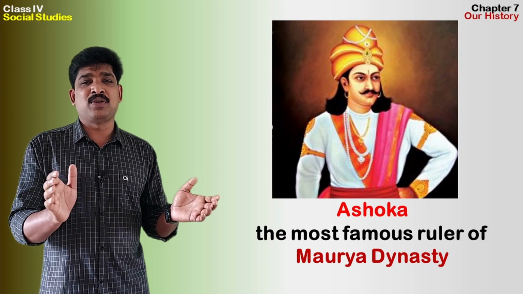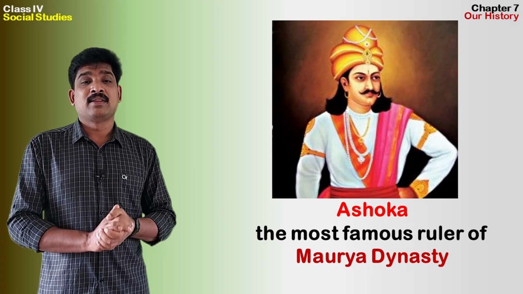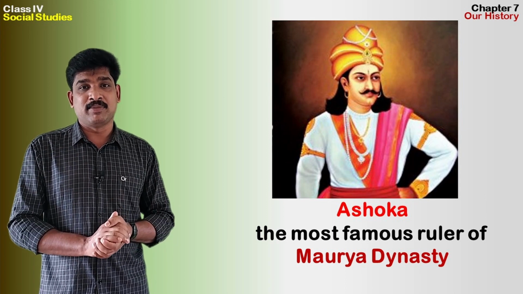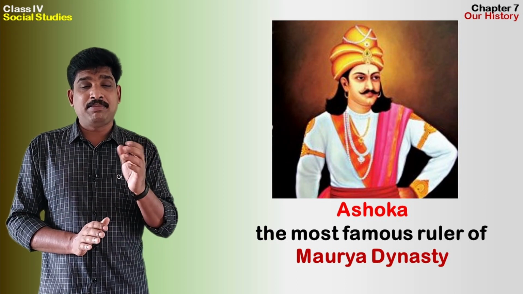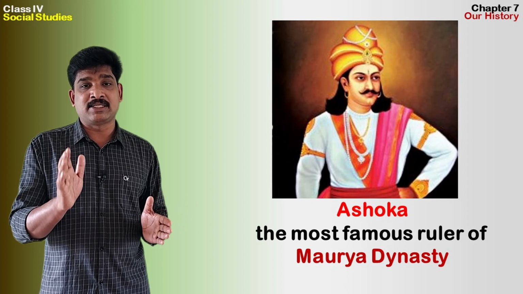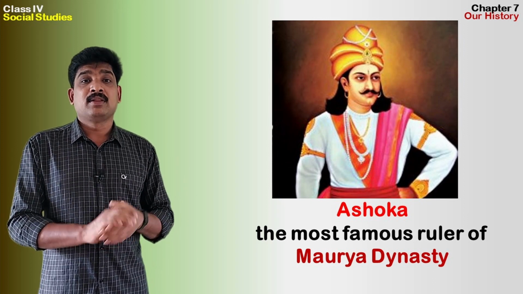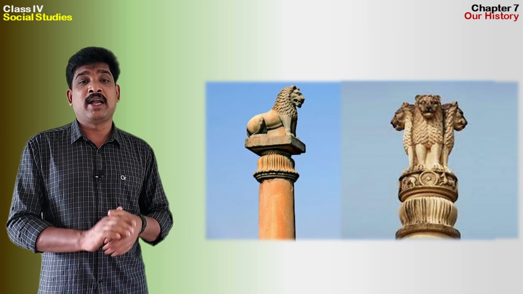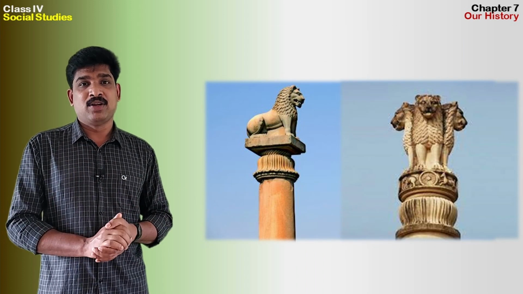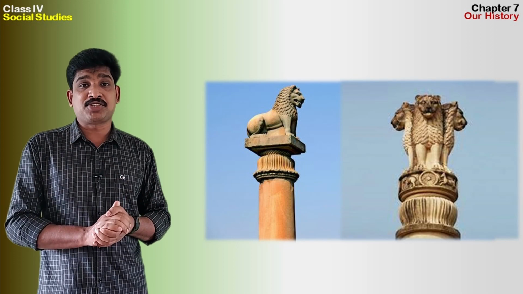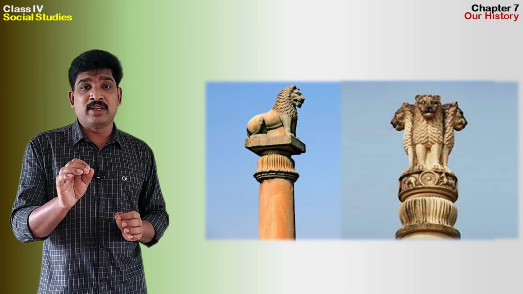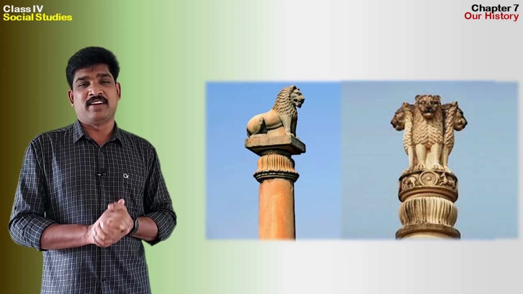He found the suffering of the people after the war. That's why he turned towards Buddhism. He became a Buddhist and helped in spreading Buddhism and its message of peace across the Indian subcontinent. There are many pillars that Ashoka erected across his empire, on which he inscribed instructions for the people to live in peace and harmony with one another.